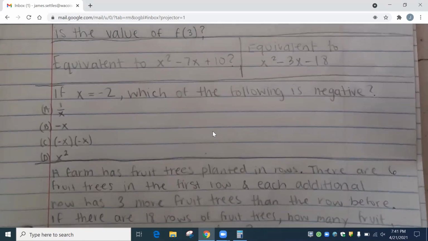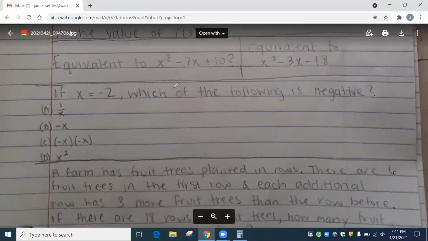Okay, so this one's kind of a weird question. So just based off of what I see here, if x is equal to negative 2, that means I'm going to plug negative 2 in. Now the rule is when you plug in a number, you always put it in parentheses. It's not going to seem very important with A, B, or C, but when we get to D, it's very, very important. So I just always tell my kids, when you plug a number in for a letter, put it in parentheses.